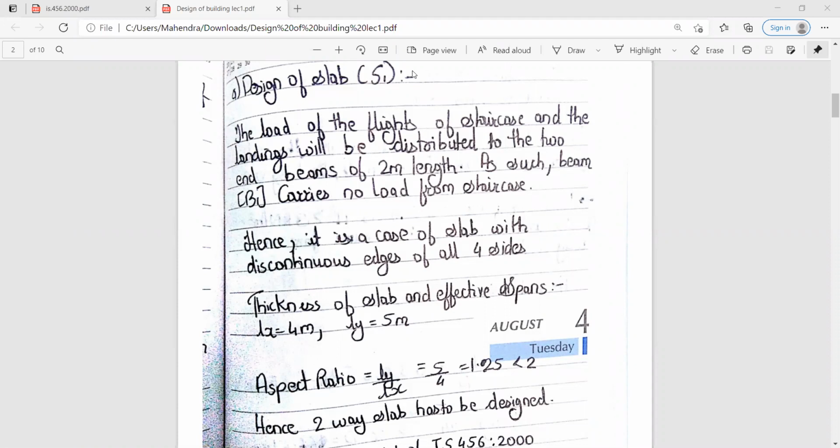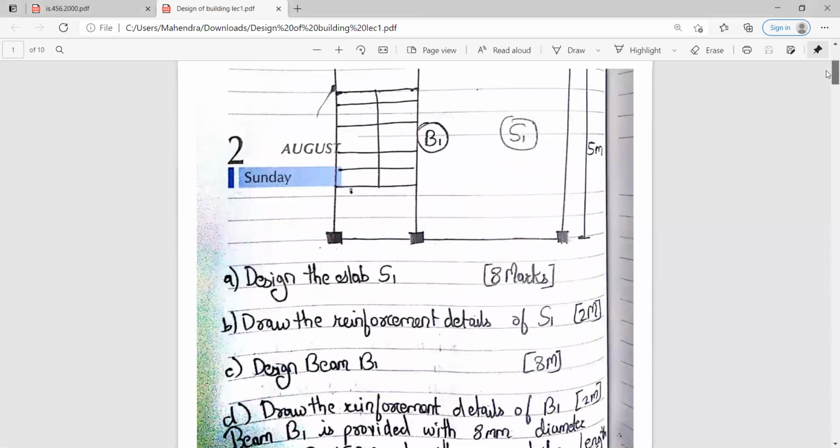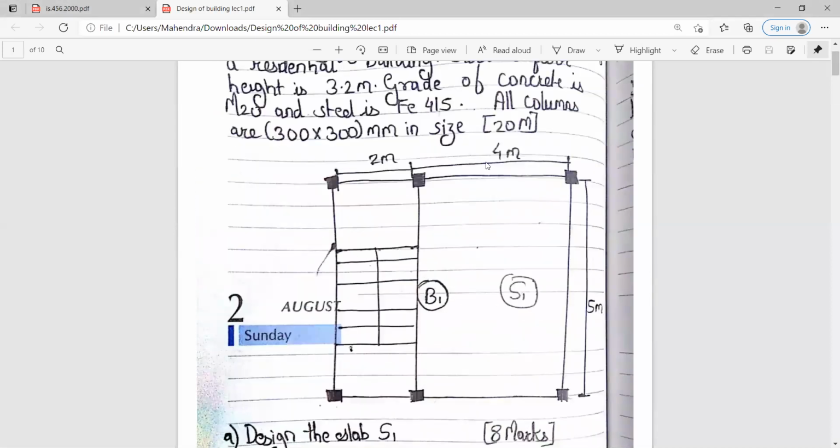So here this is the case with the discontinuous edges from all the four sides. In this particular problem, this is the case of discontinuous edges from all the four sides. And as you can see, the thickness of the slab and the effective span. As you can see in this diagram, this is your distance Lx, that is 4 meter, and this is your Ly distance, that is 5 meter.